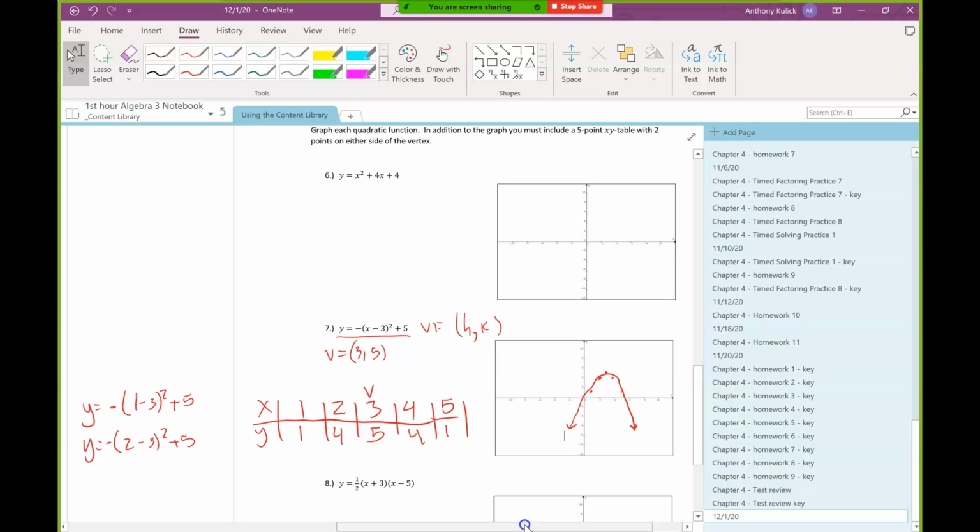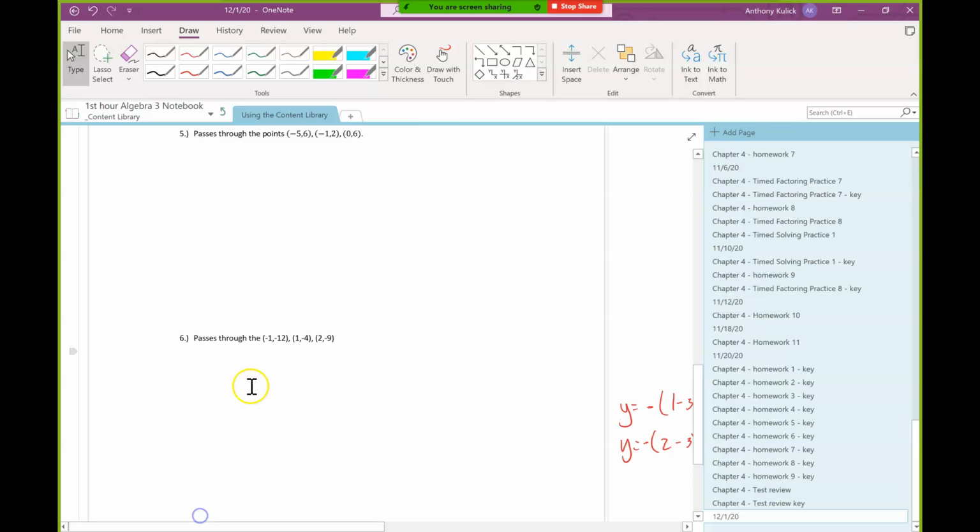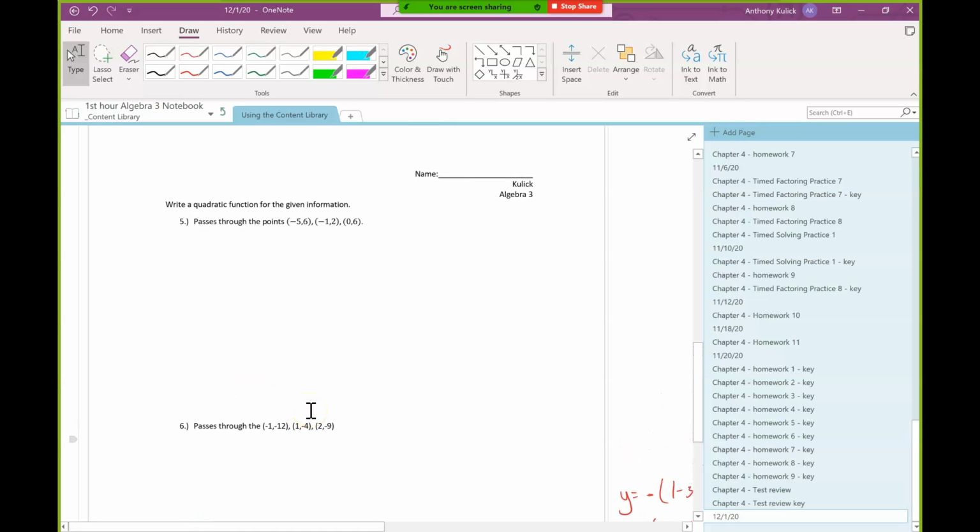So I do want to do one of these 5 or 6 from homework 11. When I checked your guys's, these were not very complete. So I wanted to make sure that we take a moment and do one of these just to remind you guys what to do on this.